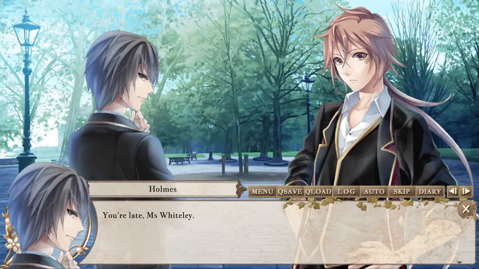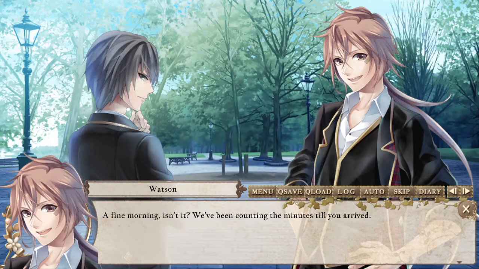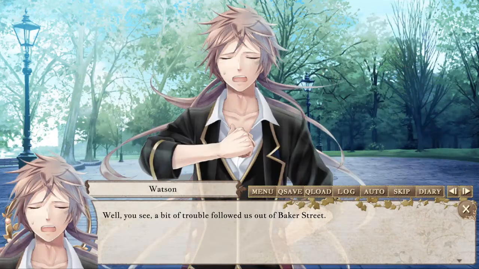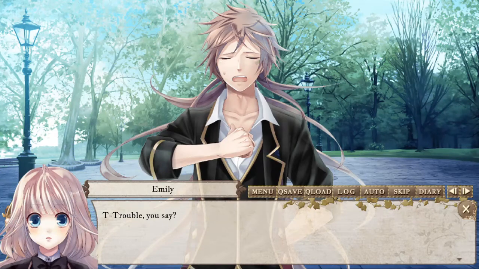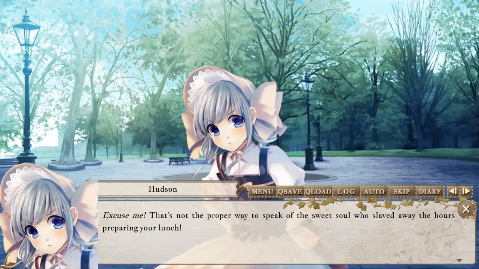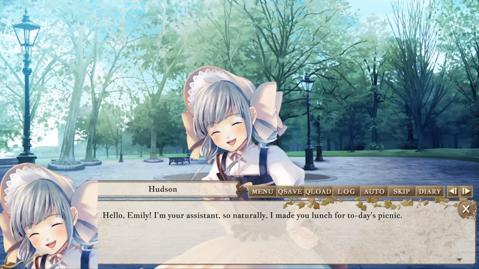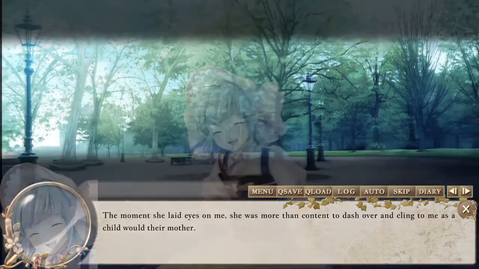You're late, Miss Whiteley. A fine morning, isn't it? We've been counting the minutes till you arrived. Good morning, Watson. Though I can't help but notice you seem bothered. Well, you see, a bit of trouble followed us out of Baker Street. Trouble, you say? Excuse me? That's not the proper way to speak of the sweet soul who slaved away the hours preparing your lunch. Hudson? What brings you here? Hello, Emily. I'm your assistant, so naturally I made you lunch for today's picnic.